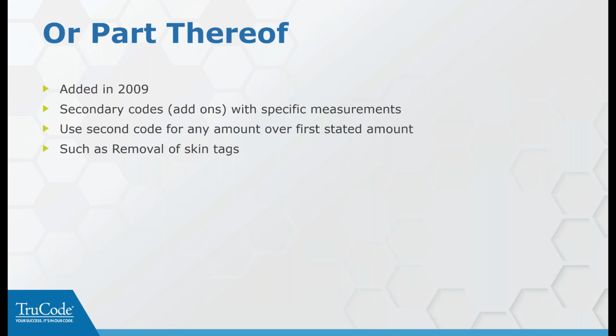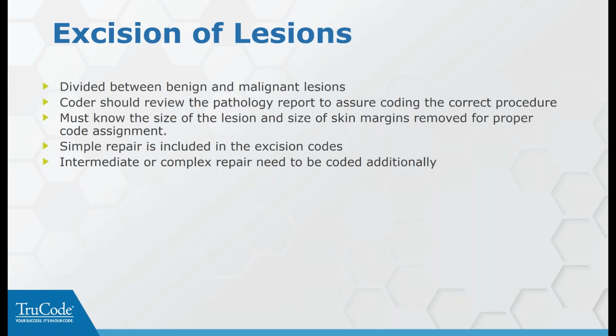That's happening in areas like skin tags and so forth. So again, use the second code for any amount over the first stated amount. And again, this should be pretty clear in the code book, but I just think that that's sometimes problematic. With excision of lesions, when they're actually excising the lesions, when they're cutting it off, remember there are different codes for benign lesions versus malignant lesions, and you want to make sure that you're coding those appropriately.